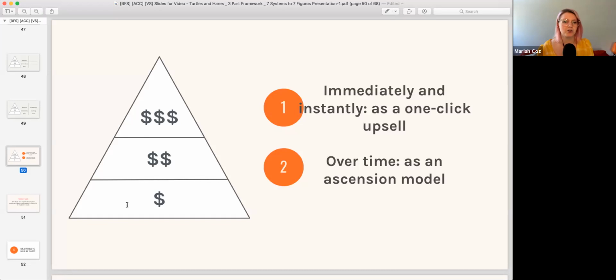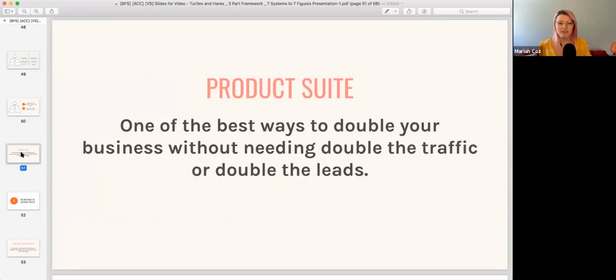Let's say that someone buys your self-study course and then they move up into your coaching program a year later, and then they move up into your mastermind a year after that. When it happens over a long period of time, that's what we call an ascension model, which is a model of people moving through it slowly as they advance. The alternative is, of course, having this one-click upsell that happens instantly. So having a product suite where you have multiple offers at different price points is one of the best ways to double your business without needing to double the traffic or double the amount of leads that you're getting, because you can actually have the same customers who bought your first course buy your second and third course as well.